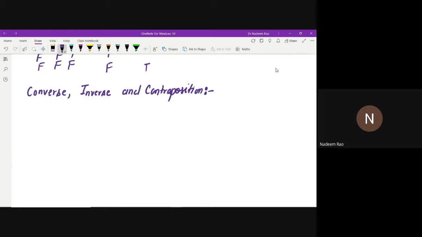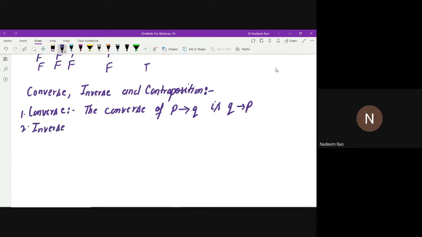Converse, inverse, and contraposition. So, what do you mean by the converse? The converse of P implies Q is Q implies P. And the inverse of P implies Q is negation of Q implies negation of P.